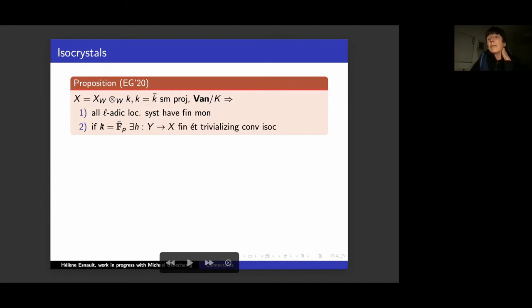And the second thing is that if we put some arithmetic here, so we assume that K is the algebraic closure of a finite field, then what is equivalent to saying, over the complex numbers, that the monodromy is finite, is equivalent to saying that the connection is trivialized by a finite étale cover. And here this is true. That means that if we are over F_p bar, then any convergent isocrystal is going to be trivialized by a finite étale cover. So let me discuss this, because that's also the topic of the conference here.